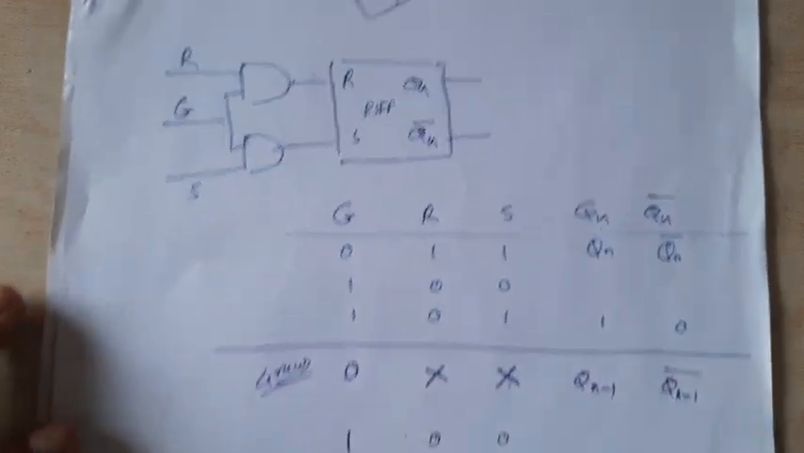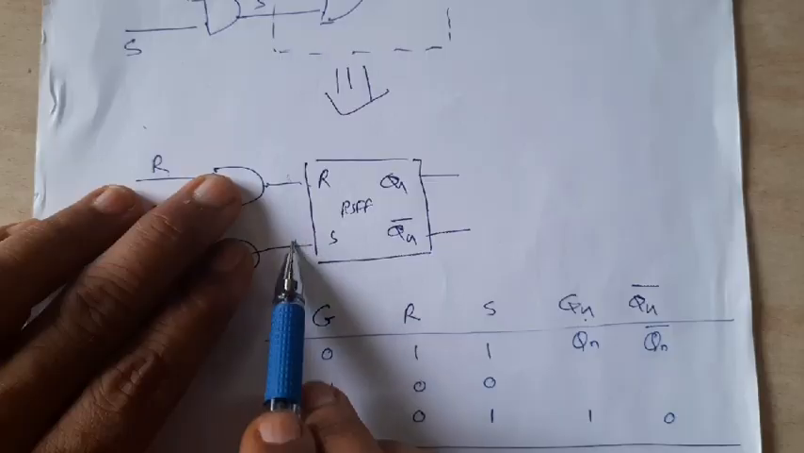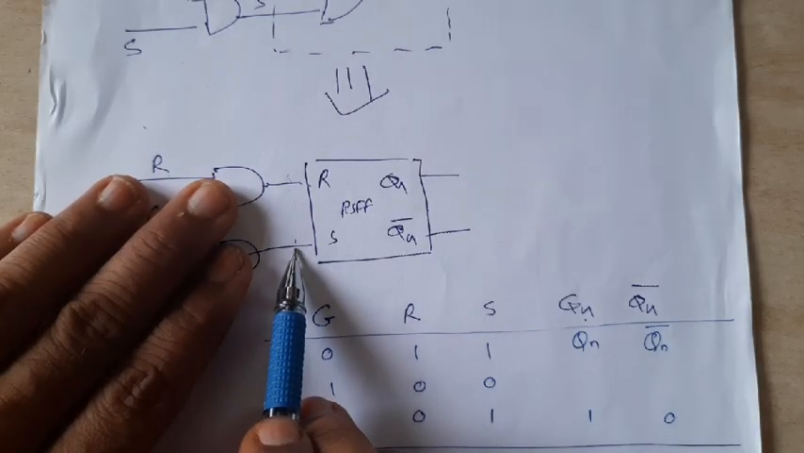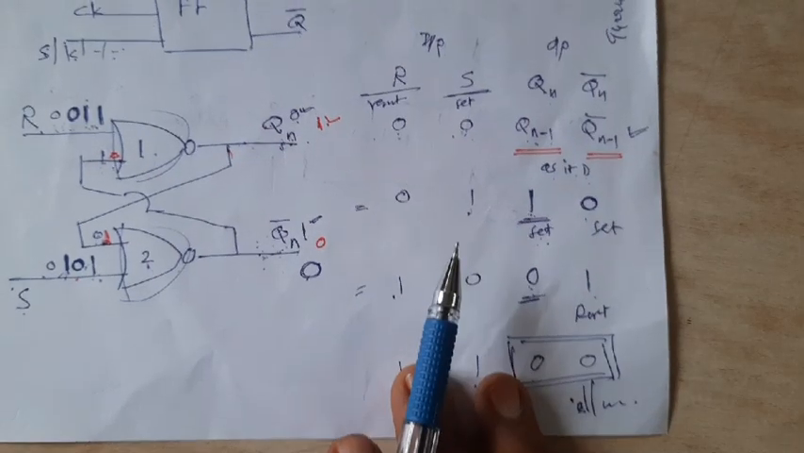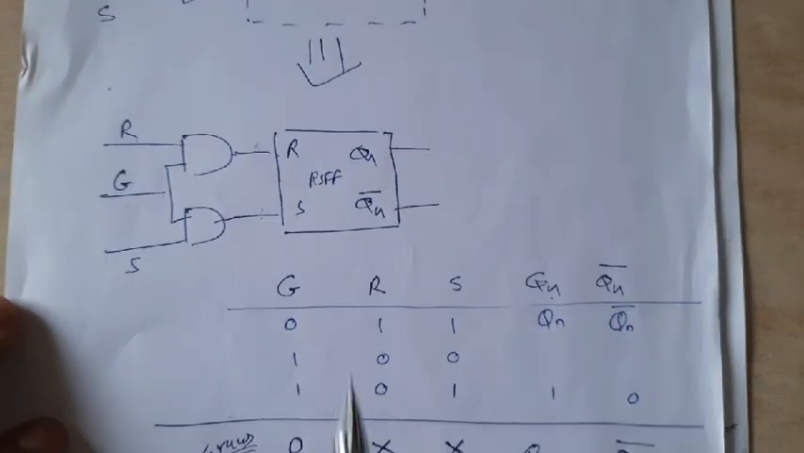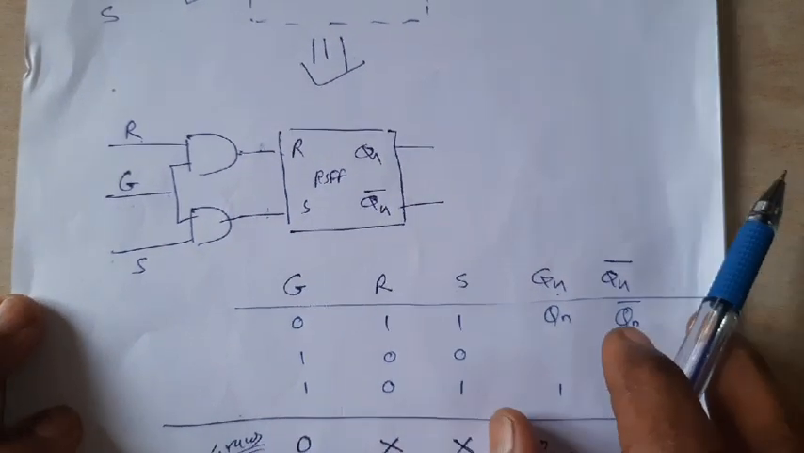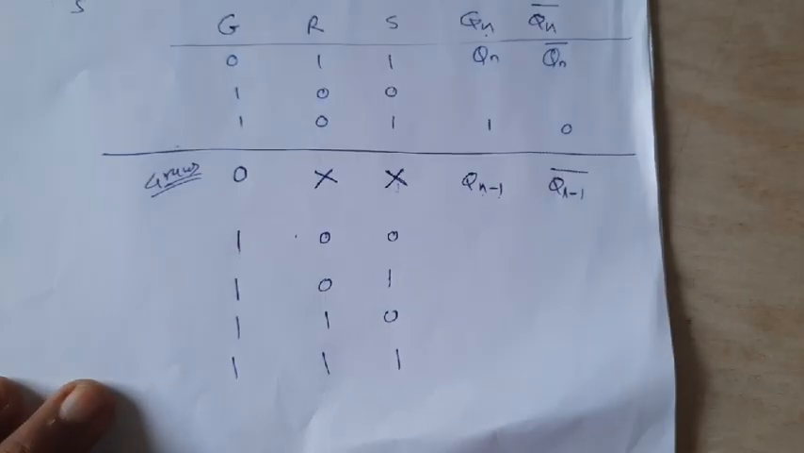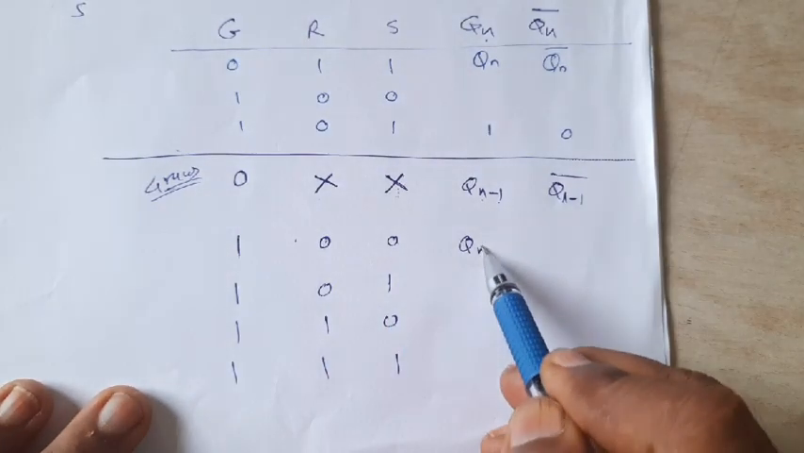But once those values appear as an input to the RS flip-flop, the behavior should be the same as the RS flip-flop. Therefore, this block has to behave as an RS flip-flop only. And we know that in case of RS flip-flop, if both the inputs are 0 0, then the output remains as it is.